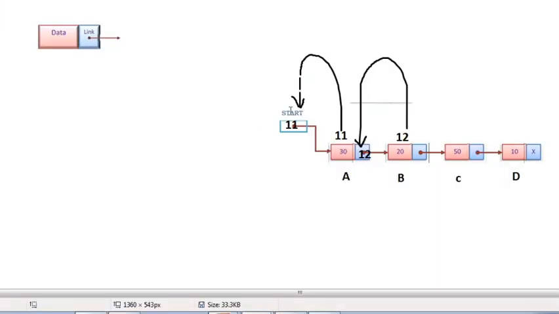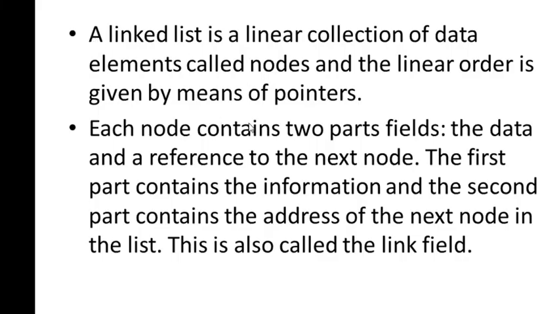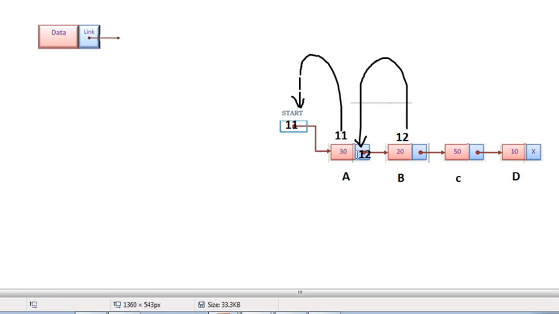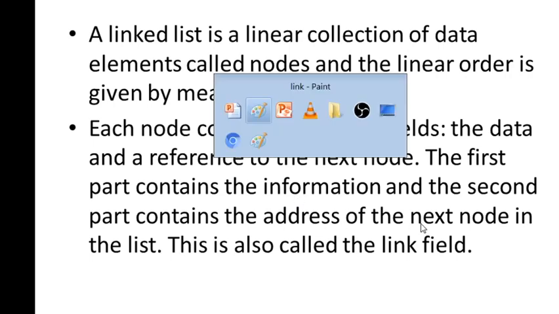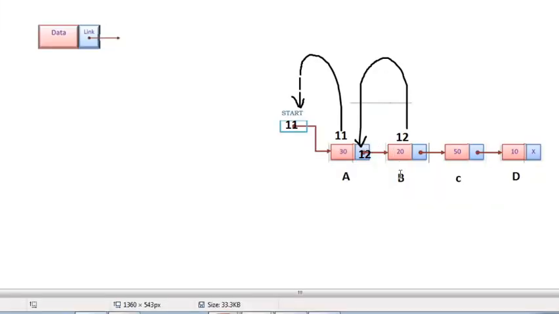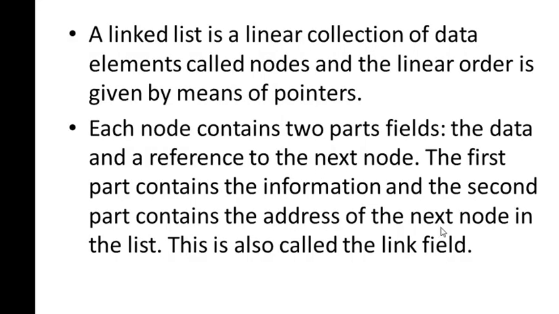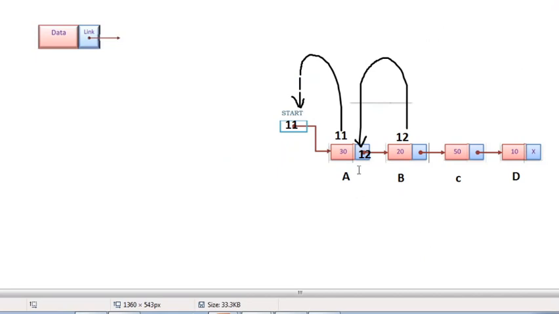Each node contains two fields: a data field and a link field. Each node contains how many fields? The data field and the link field. The first part contains the information, here 30, 20, 50, 10. The second part contains the address of the next node. B's address will be stored in A's link field. So the second part contains the address of the next node in the list. This is also called the link field.